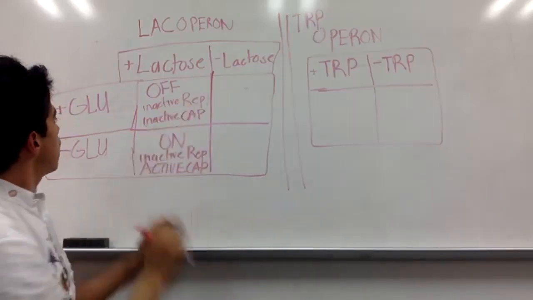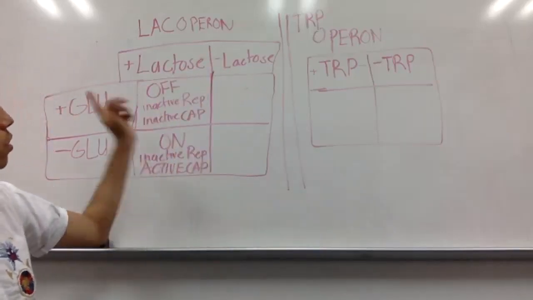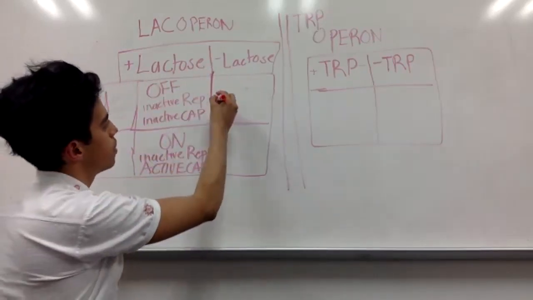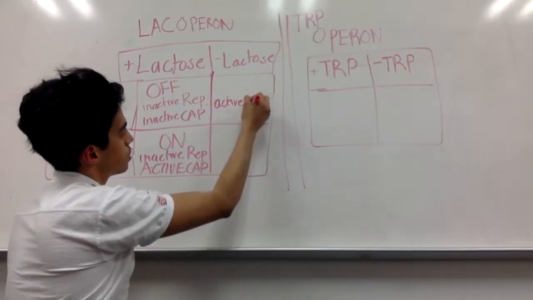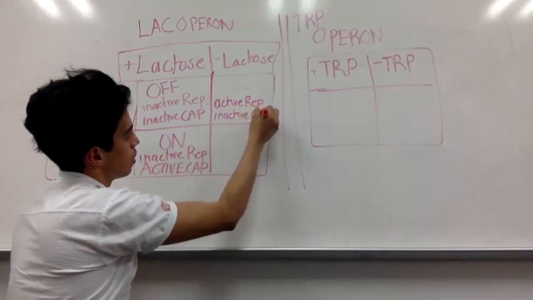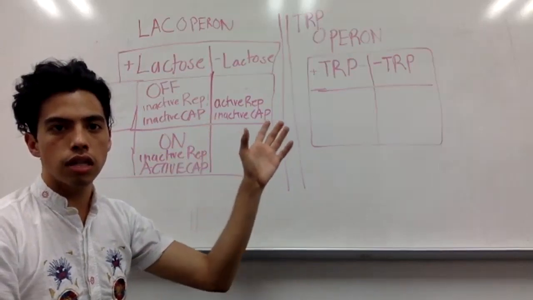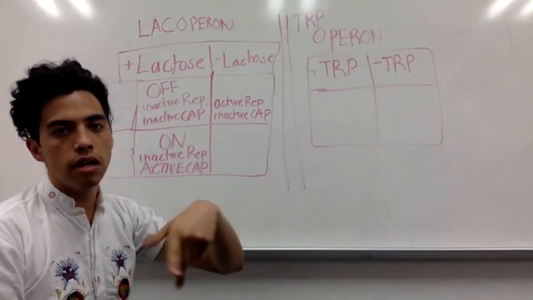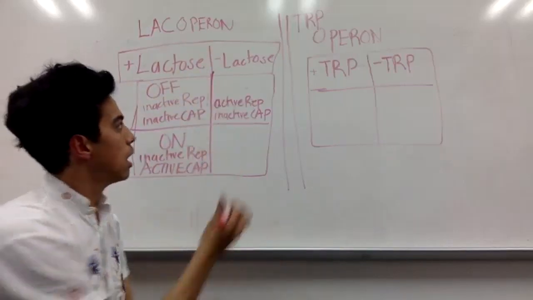Yeah, and then now when we're talking about the case where there is no lactose present and there is glucose present, that's when we have the active repressor and we have the inactive CAP. And so you have the repressor telling the operon not to do transcription, and we have the inactive CAP not promoting transcription. And so that would be off.